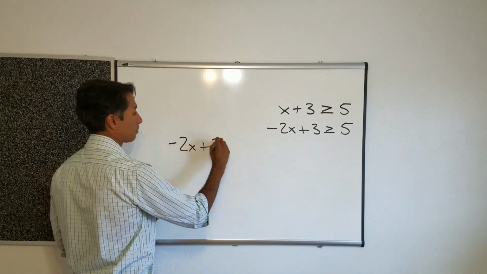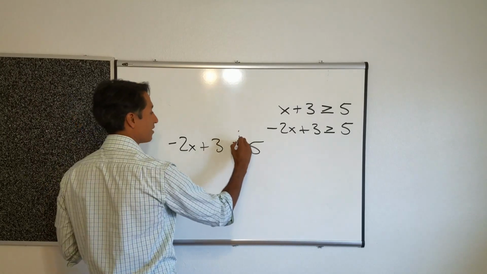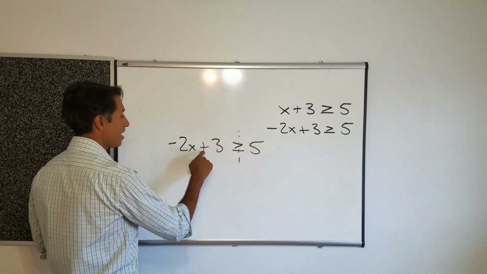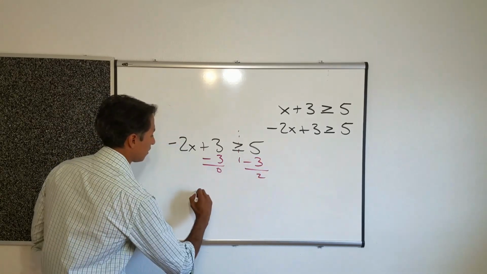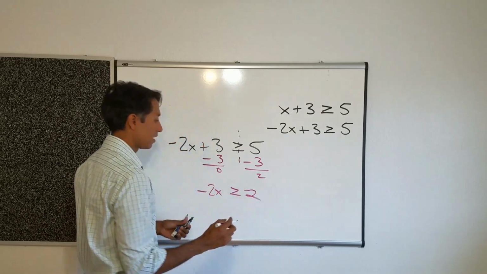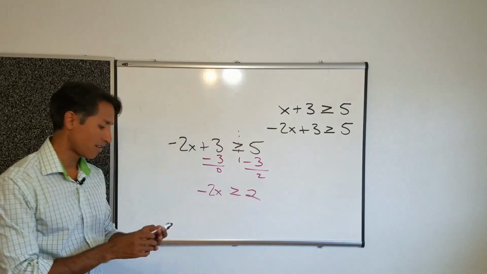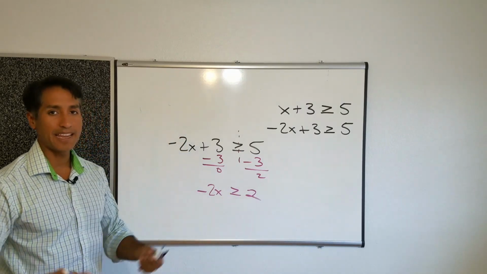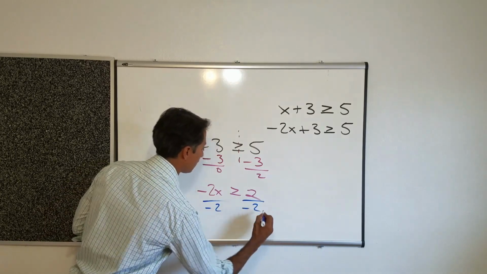Negative 2x plus 3 is greater than or equal to 5. I feel like I'm doing the same step over and over, but that's okay. Minus 3. Negative 2x is greater than or equal to 2. You can tell that's a 2, right? Okay. We do the same thing, isolate the variable. We divide by negative 2, divide by negative 2.